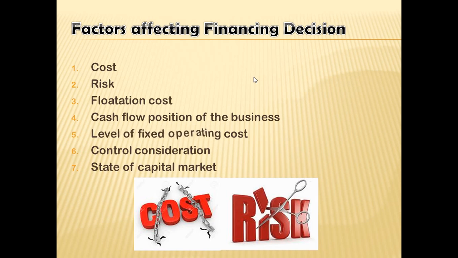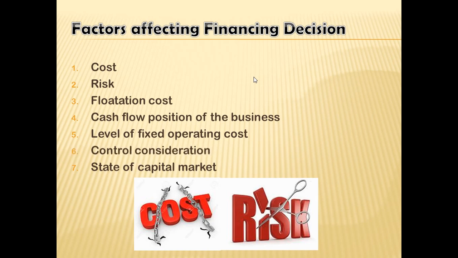Next, that is level of fixed operating cost. In business, there are mainly two types of cost: fixed operating cost and fixed financial cost. Fixed operating cost is rent of the building, payment of salary, insurance premium, etc., whereas fixed financial cost is, for example, interest on debt. If the level of fixed operating cost is in excess, it is better to keep the fixed financial cost at a minimum. Therefore, debt capital should not be used. On the contrary, if the level of fixed operating cost is low, the use of debt capital is profitable.